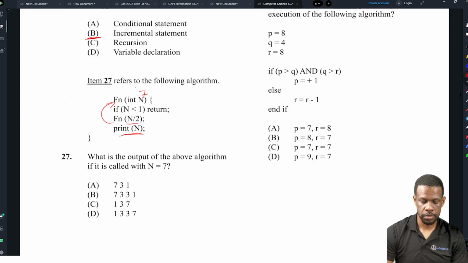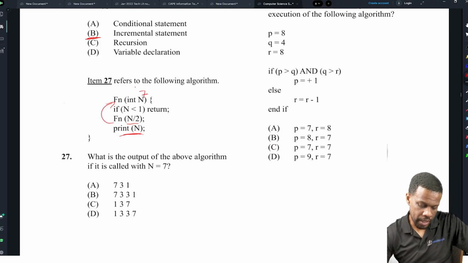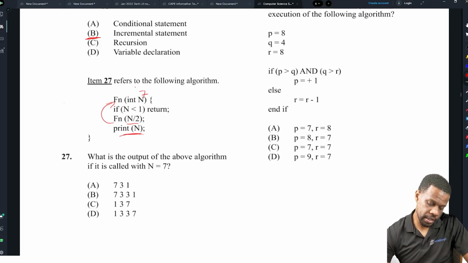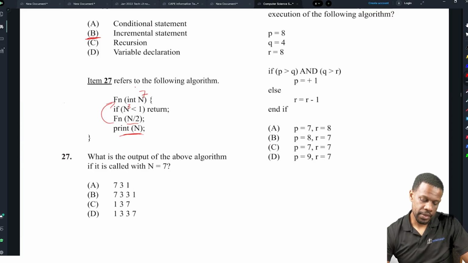This is a recursion. Right, so what will happen is it will call back itself, and then we will end up getting half of the n, which is 3, because it's an integer, so it will round it down to 3. And then it will call back the function with, so the second loop now will be 3.